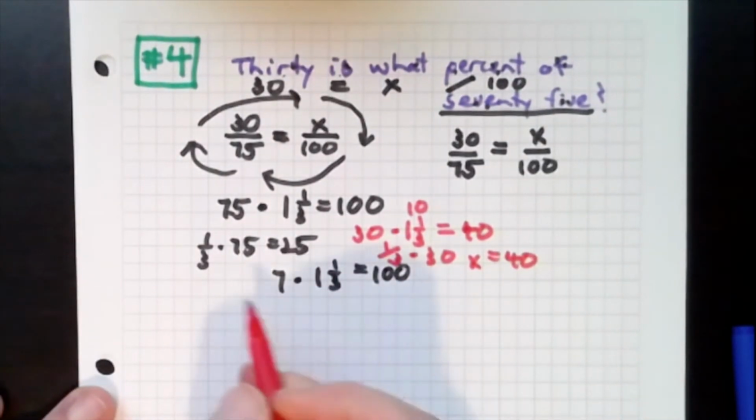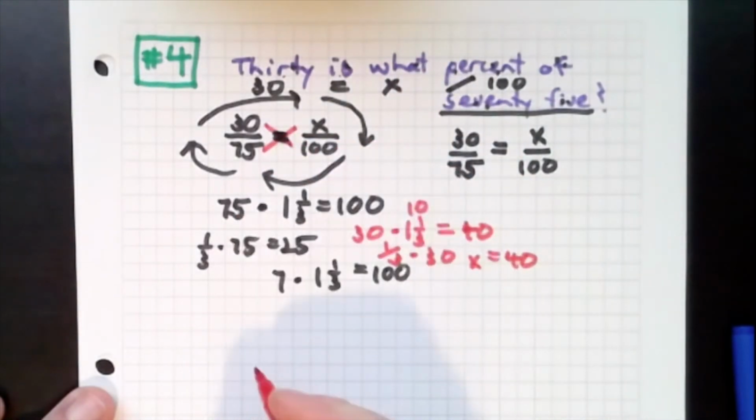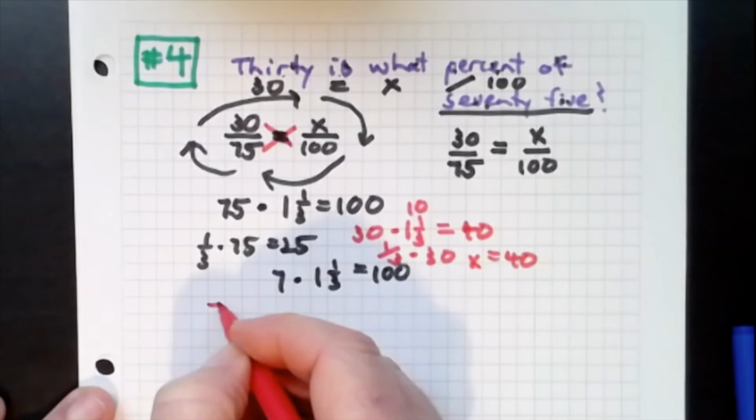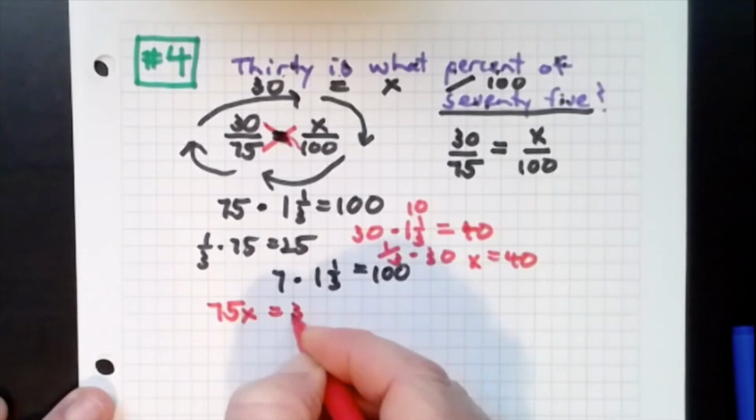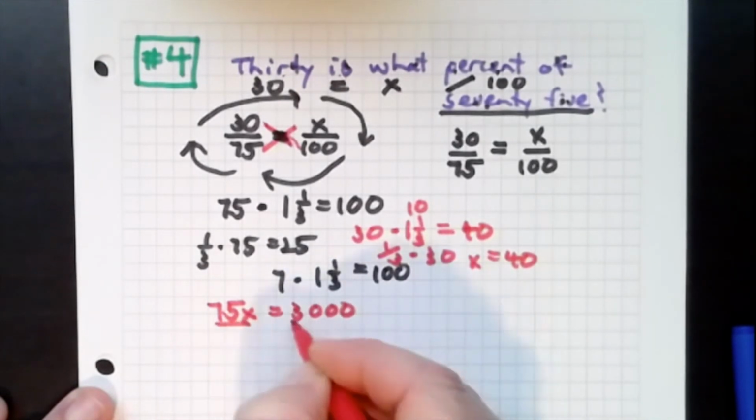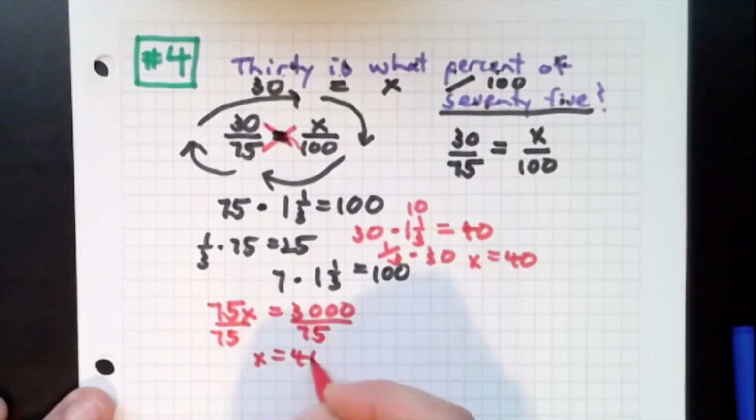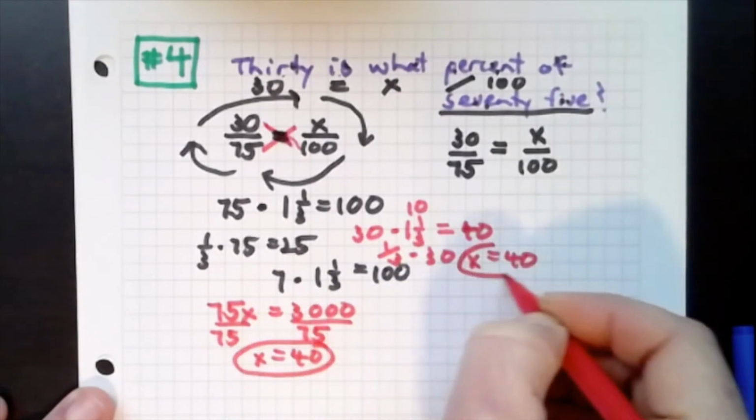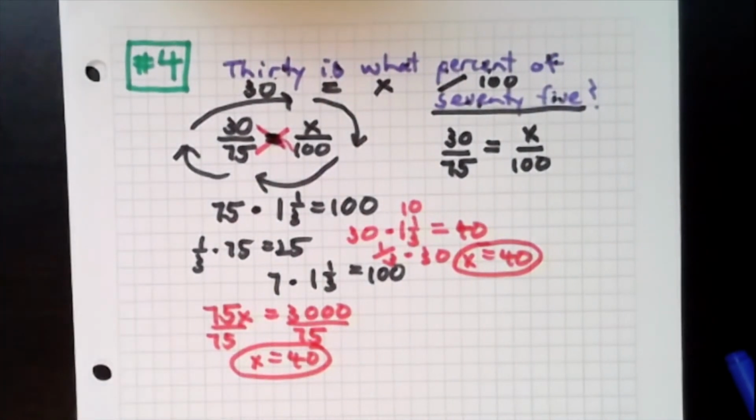Another way to do it, this is finding a common horizontal multiplier, or we could just cross multiply and solve. 75 times x on one side, 30 times 100 on the other side. Divide both sides by the coefficient of x, and guess what? Yes, we get 40. There are multiple ways to solve problems like this, and if you know multiple ways, that's a great way to check your work. And if you have a favorite that you trust, use it every time, because there's a reason why you trust it. And that is the end of video number 4.